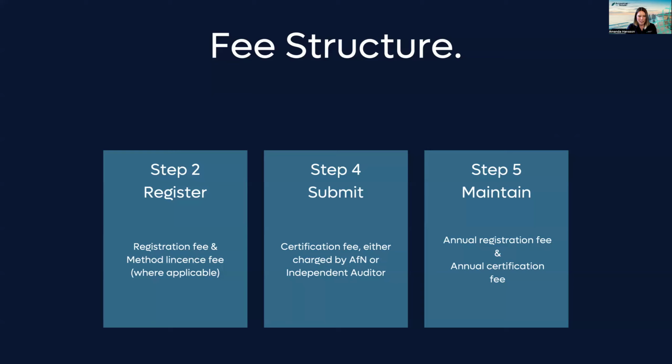When you come to step 4, which is submit, we do charge a certification fee if you go through the technical assessment pathway, which is where you will have an AFN verified environmental account. And then we charge an annual fee at step 5 for maintenance. So if you haven't yet certified your environmental account, we will charge you an annual registration fee. If you have certified your environmental account, we will charge you an annual certification fee. And if you're interested to learn more about these fees, I recommend you visit our fee schedule on our website.